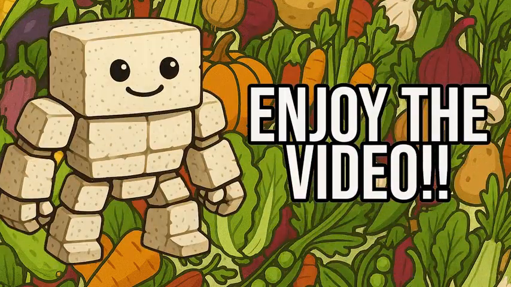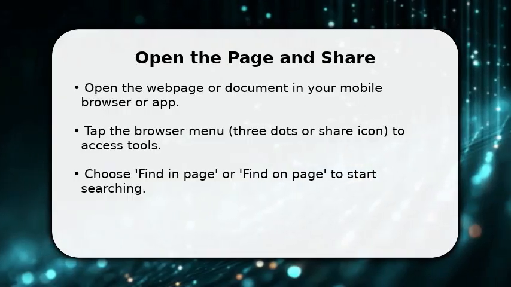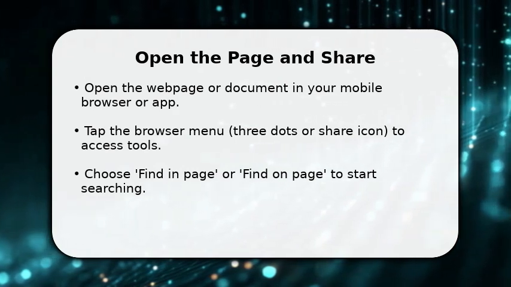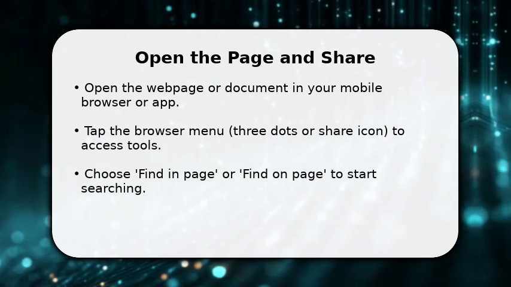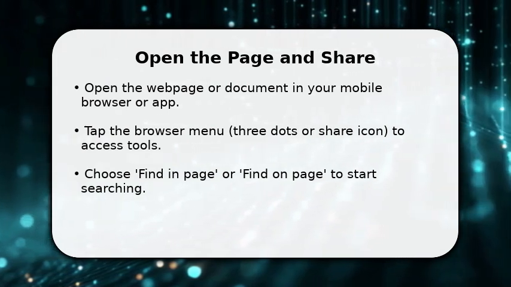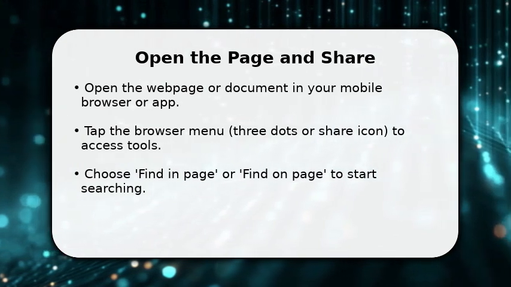Please enjoy the video. You open the page you want and immediately get to work. Locate the browser menu, usually 3 dots or a share icon, and tap it. Once done, look for Find in Page or Find on Page and select it. This activates a search box.